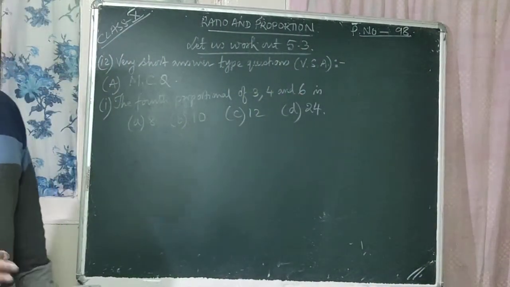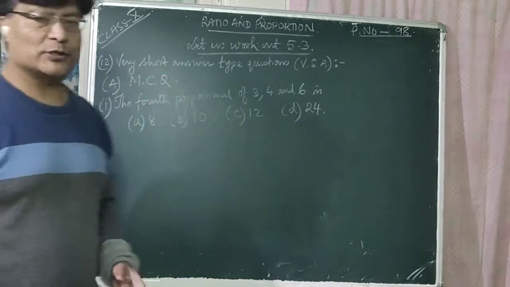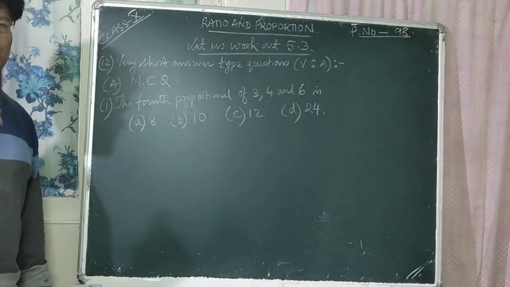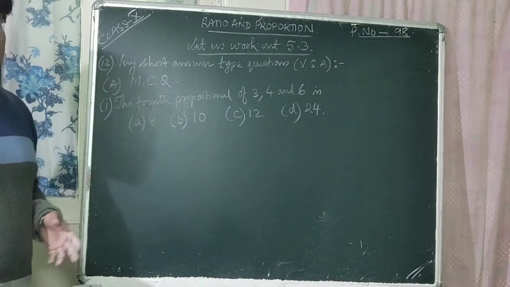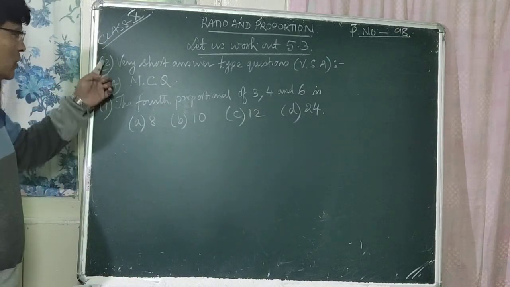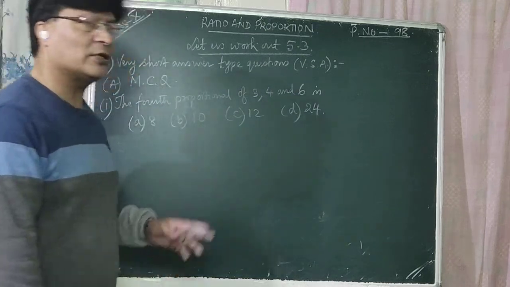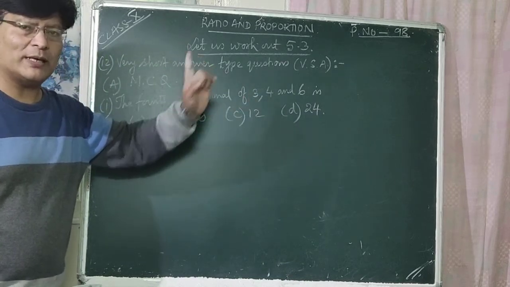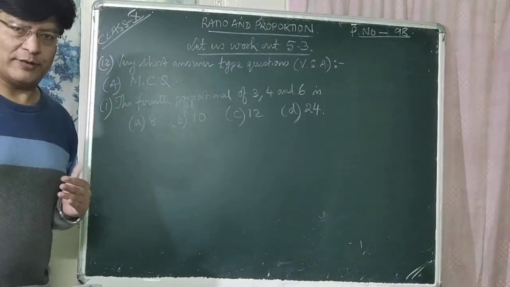So now we will do the next type of question, that is question number 12, very short answer type question, that is VSA. So each question carries 1 mark. That is a multiple choice question. You have to choose the correct answer out here. So number 1 is the fourth proportional of 3, 4 and 6 is: A number 8, B number 10, C number 12, D number 24. Only one option is correct. So you have to choose that correct option, right?